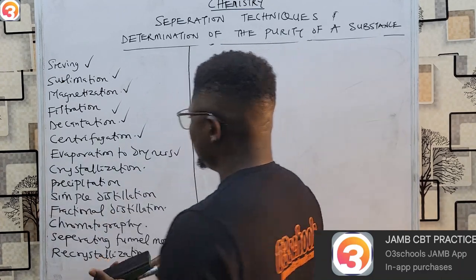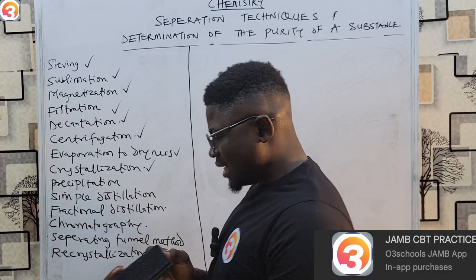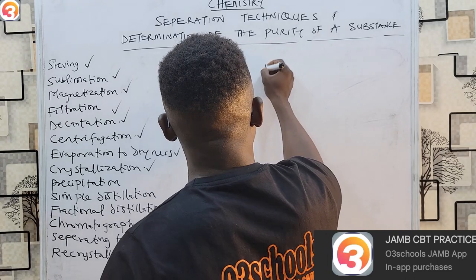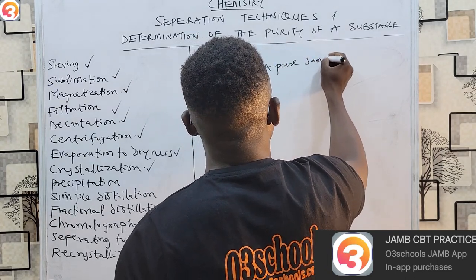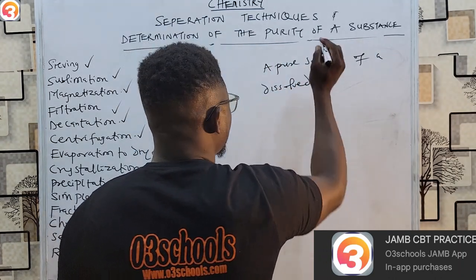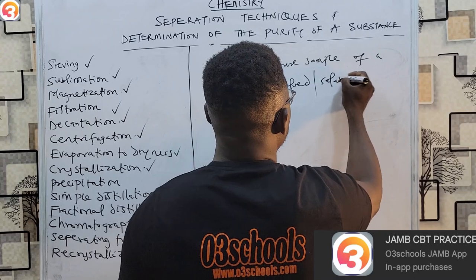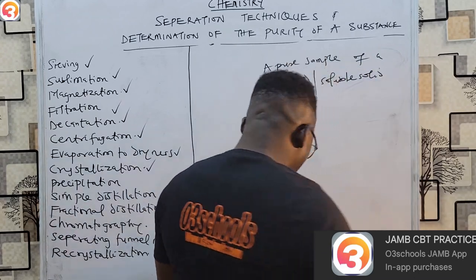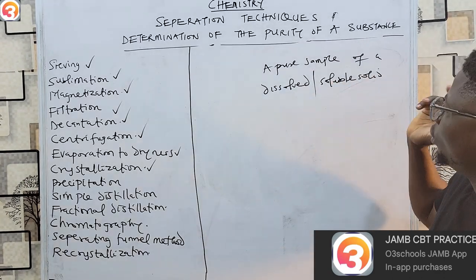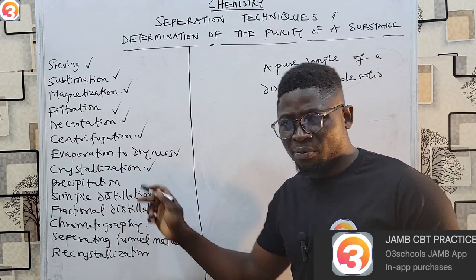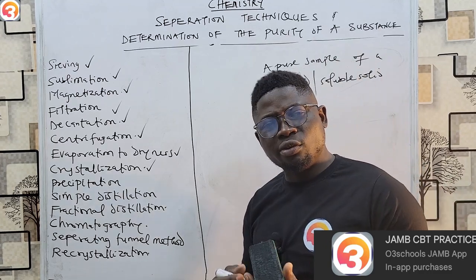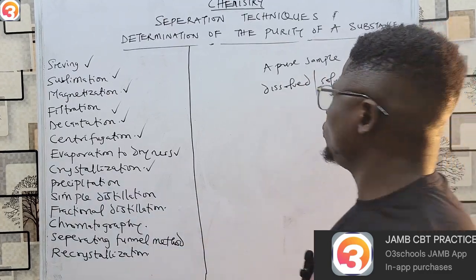Now we move over to crystallization. Crystallization is used to recover a pure sample of a dissolved or soluble solid from a solution by various means. That is what I'm talking about with crystallization. What are the various means?